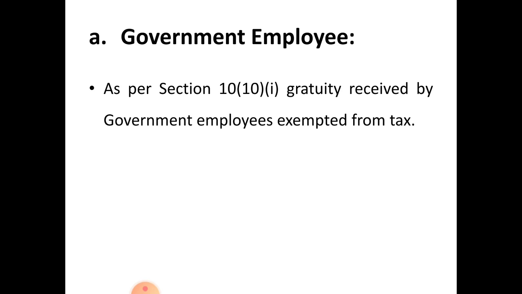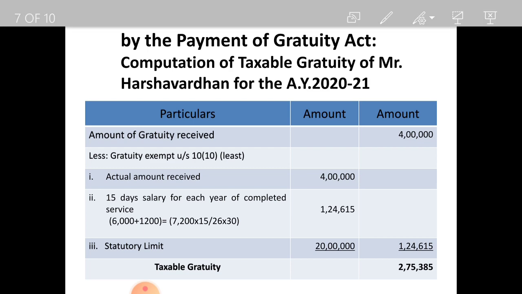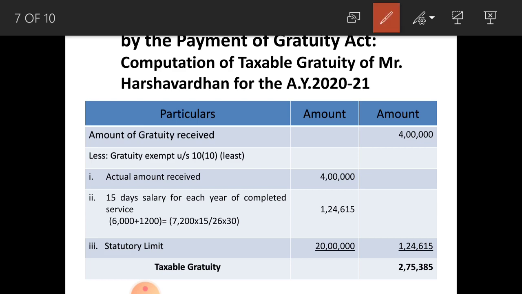Next you have to consider non-government employee covered by the Payment of Gratuity Act, computation of taxable gratuity of Mr. Harshvardhan for the assessment year 2020-21. The calculation is as follows. Amount of gratuity received 4 lakhs. From that you have to deduct the least of the following under section 10 subsection 10. First one, actual amount received 4 lakhs.